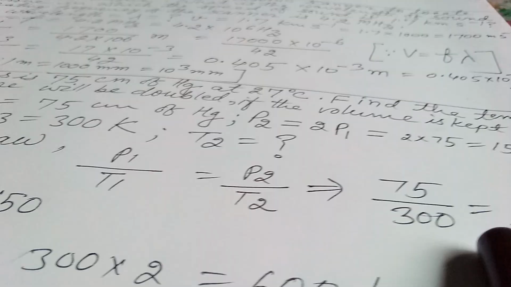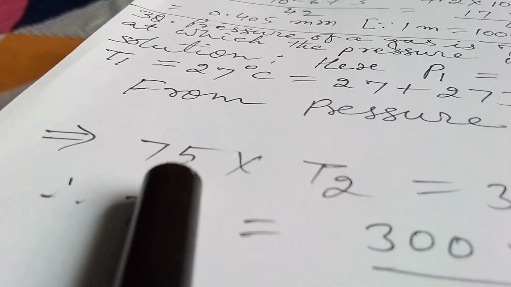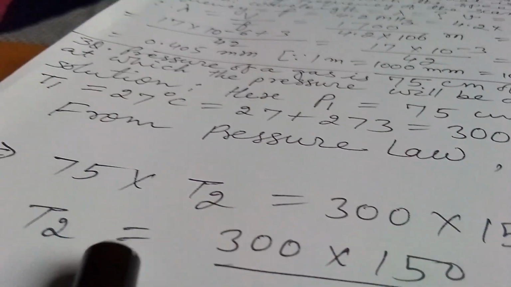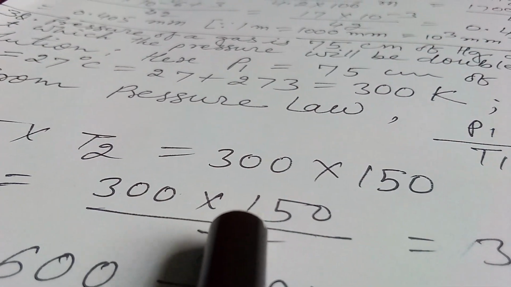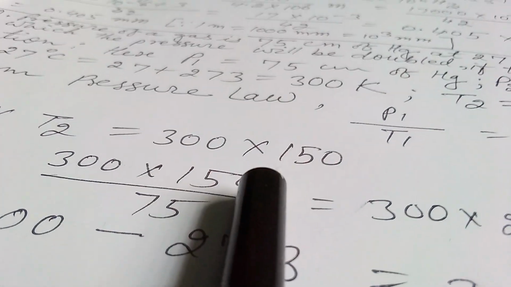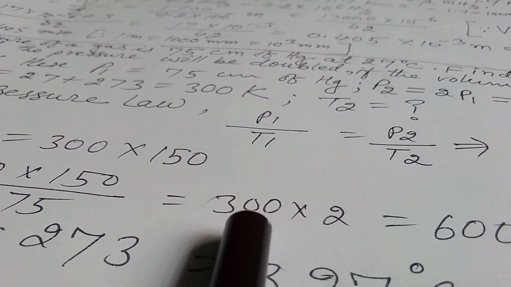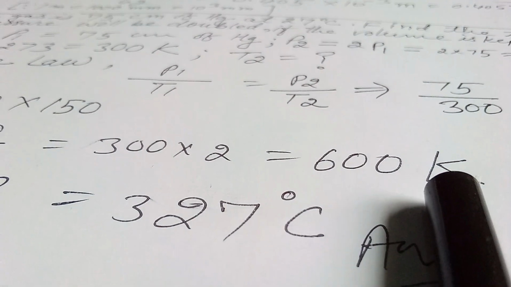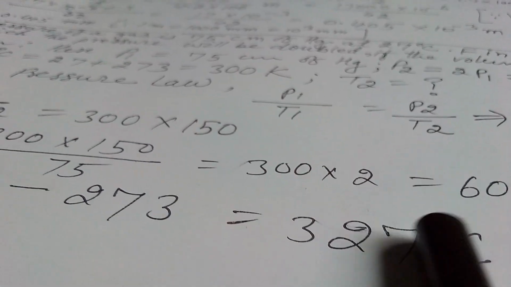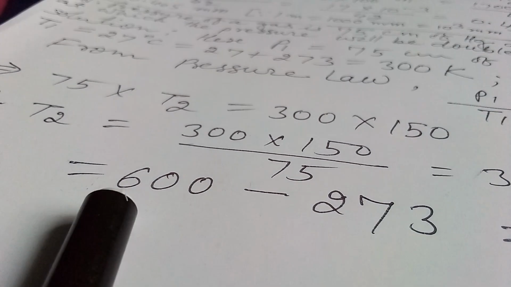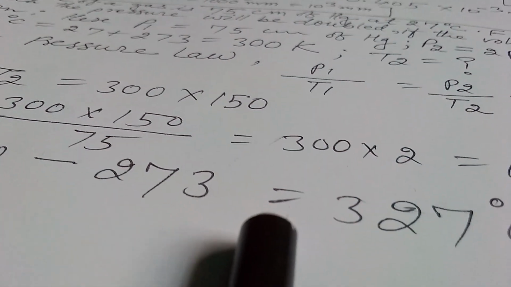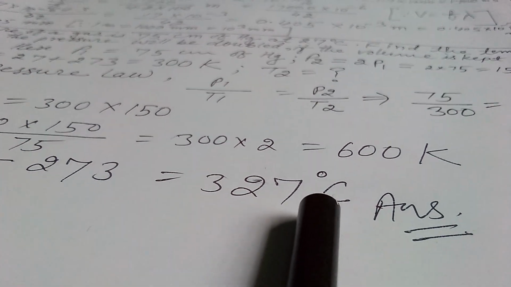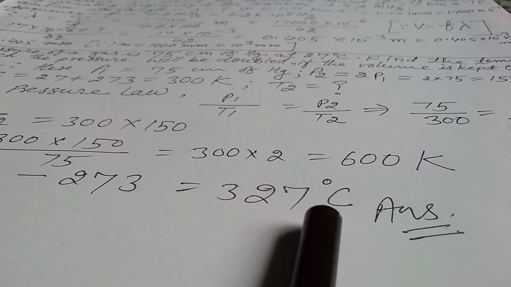By crisscross multiplication, we get 75 into T2 equals 300 into 150. And therefore T2 equals 300 into 150 by 75. 75 into 2 is 150, so it is cancelled and we get 300 into 2 equals 600 Kelvin. Now we are going to convert into degree Celsius. So from this Kelvin, we subtract 273. So 600 minus 273, we get 327 degrees Celsius. This is the temperature that we had to find out.